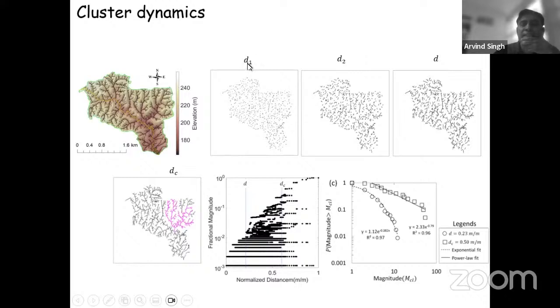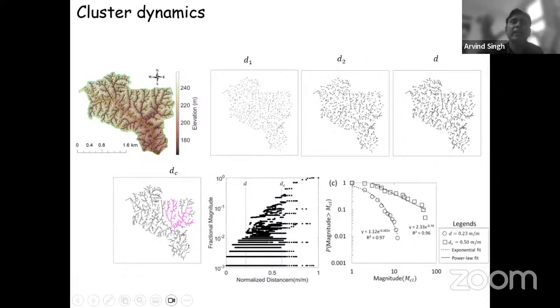we have, at distance d1, all the sources present in the system, and at another distance d2, these sources form clusters, or larger clusters, and at another distance d, if you compute the distribution, it is exponential. And at DC, you have more connected states.